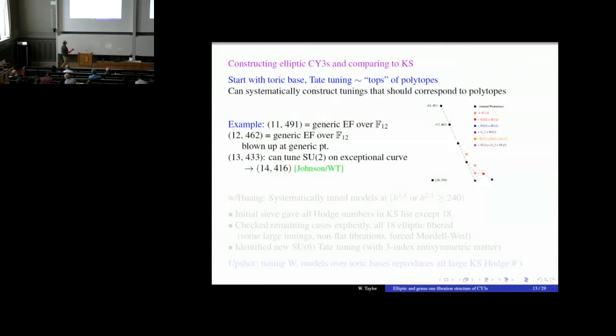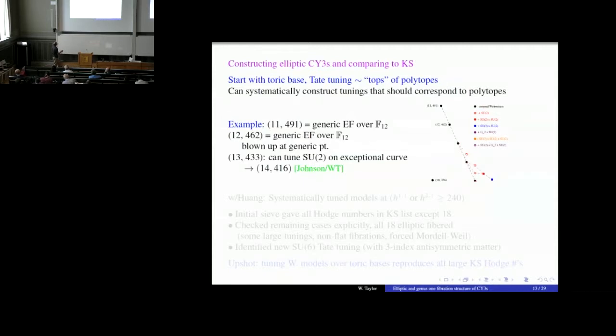I'll just show you how this works starting at the top. The largest value of h21 that is possible is 491 for an elliptic fibration. This comes from the generic elliptic fibration over F12. That's this dot over here. You can't tune anything over that. It's full of these non-Higgsable minus 12 curves and things that force you to have a big gauge group in the F-theory language. Let's blow it up once. If we blow it up once at a point, now we're blowing up the base, we get a generic elliptic fibration over F12 blown up at a point, which gives us 12,462.